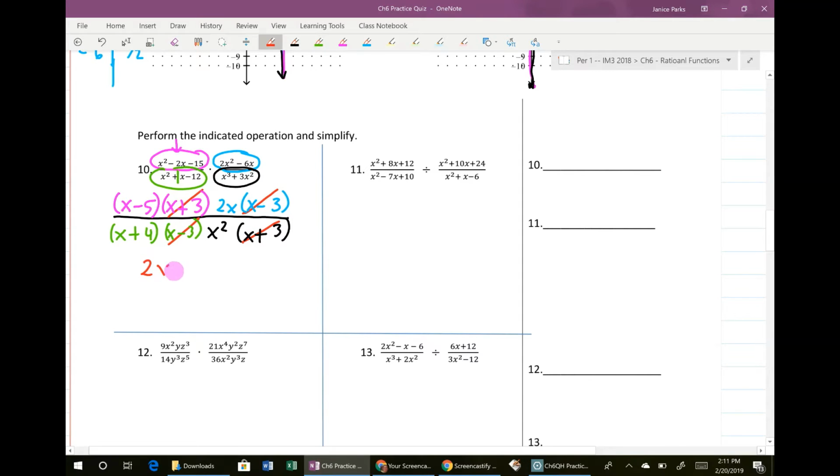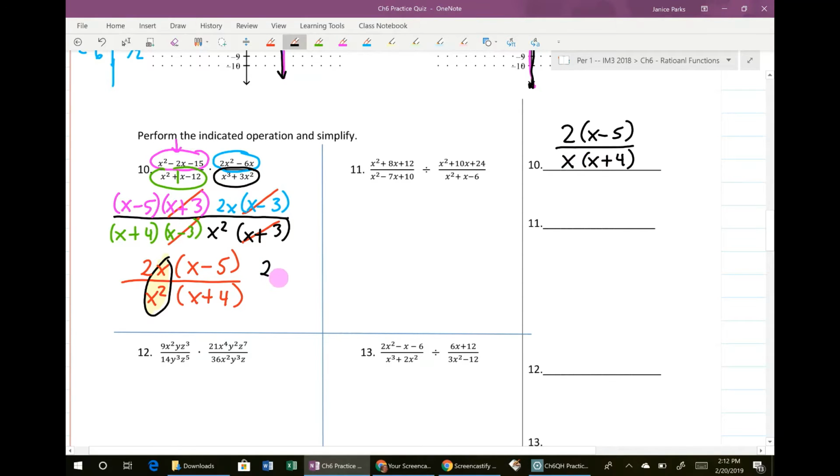So at the top, you have 2x and x minus 5. And at the bottom, you have x squared and x plus 4. These, however, will reduce, the x and the x squared. So your final answer will be 2 times x minus 5 over x times x plus 4, because you have one more x in the denominator than you do in the numerator. So one of the x's does cancel out. You can think of it as 2x times x plus 5 over x times x plus 4, if that helps you to figure out how one of them will cancel.